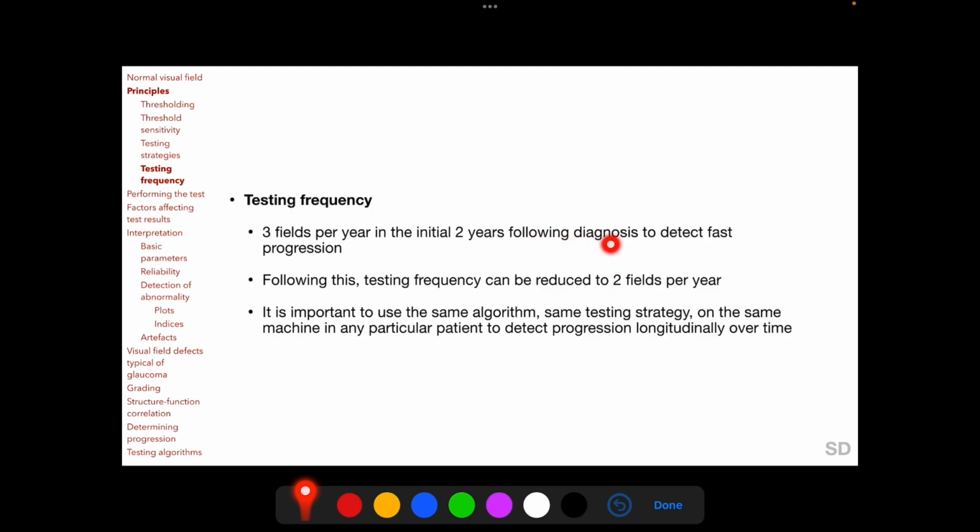Following initial diagnosis of glaucoma, it is recommended that 3 equally spaced visual field tests should be done per year in the initial 2 years so as not to miss patients with fast progression of their visual field defects. Following these initial 2 years, testing frequency can be reduced to 2 fields per year in patients with slow progression. And in any particular patient, to detect progression longitudinally over time, it is important to use the same algorithm, the same testing strategy on the same machine.